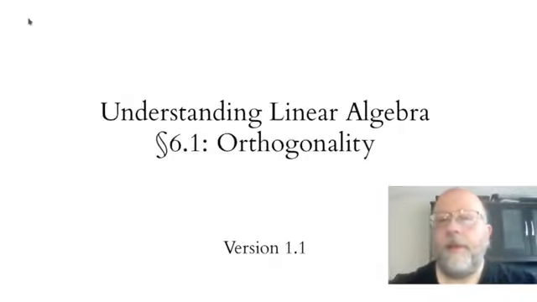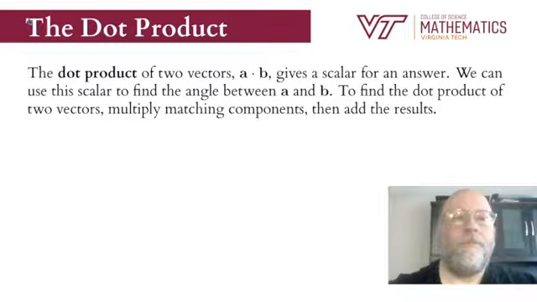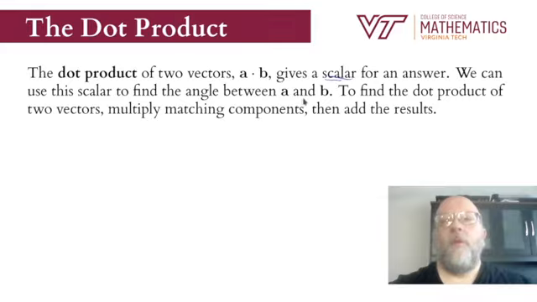Let's start section 6.1. So we're going to define the dot product of two vectors. The answer that we get is a scalar, and in a moment we'll talk about what that scalar represents. We can use that scalar to represent the angle between A and B. To find the dot product of two vectors, we multiply the matching components and then add the results. You may have seen this operation in another class.